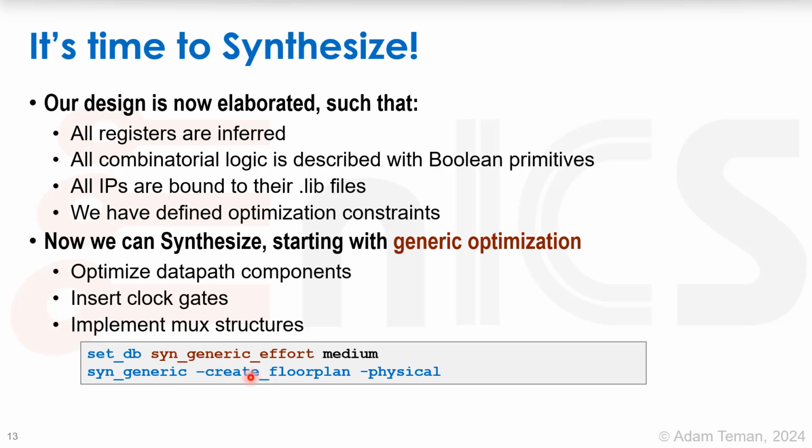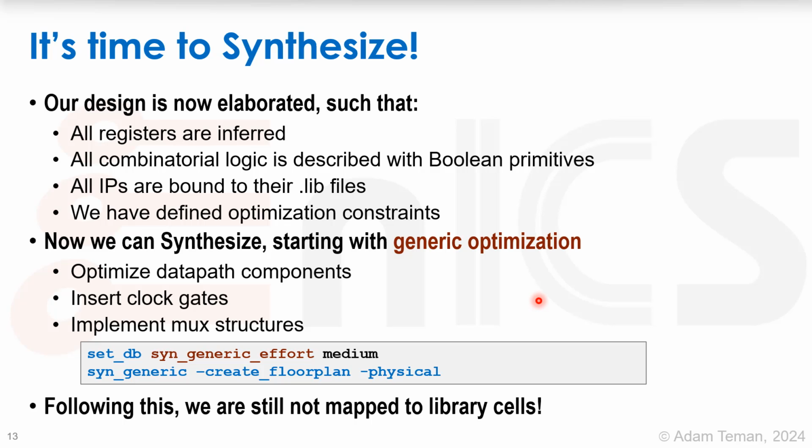Okay, and then I run syn generic minus create floor plan minus physical, and that's actually going to assume that there's this square floor plan, and then it can do physical synthesis. Otherwise, I would just run syn generic. Okay, following this, we're still not mapped to library cells. So if we look, we'll see that we just have these generic NAND and NOR and OR and flip-flops and so forth, but they're not actual standard cells from the library.